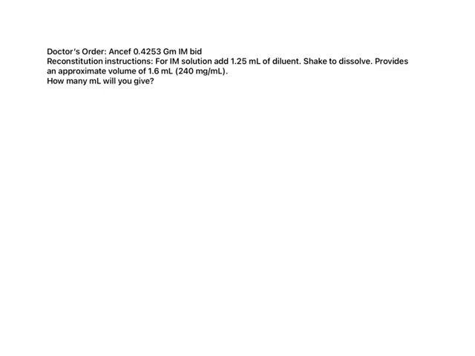The question says that the provider orders 0.4253 grams IM BID. The reconstitution instruction says for IM, add 1.25 mLs of diluent, shake to dissolve, and this provides approximately 1.6 mLs, which is the concentration of 240 milligrams per mL. How many mLs will you administer? So what we like to do first is add what you need to end in, and that's going to be mL. So we just write that to the side.